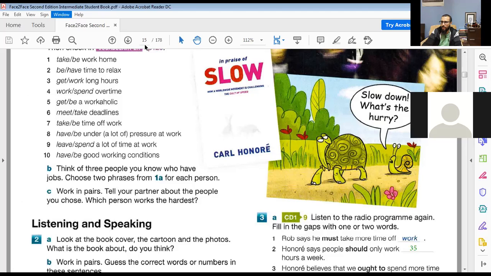What about this wording? Maybe it talks about the countries, how people work or something like that. Okay, but can you see this word? The word in the title, what do you think it means? Can you read it? "In Praise of Slow." Praise. Yeah, what does this mean? Najat, Hajar, have you seen this word before?